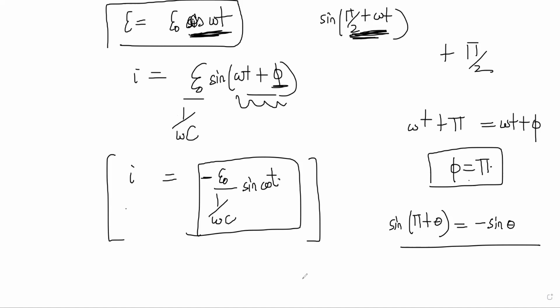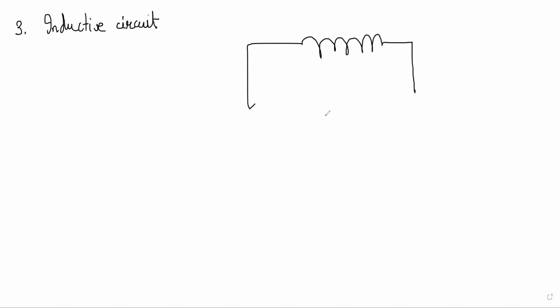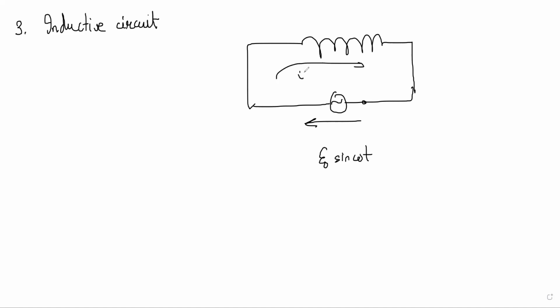Now, if you look at an inductor, for example, an inductive circuit, what we have is a simple AC source and an inductor. Again, going around the loop, you get E naught sine omega t. Let's say the current right now is I, then the potential difference across the inductor will be minus L di by dt. We know this, right? The potential across the inductor is this, the EMF induced in that inductor.